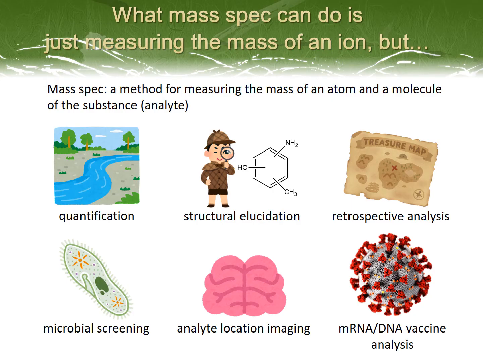In the second video, we learned that mass spec is a method for measuring the mass of an atom or a molecule of the substance, the so-called analyte. What mass spec can do is just measuring the mass of an ion, but by measuring the mass of ions, we can conduct so many things, like quantification, structural elucidation, retrospective analysis, microbial screening, analyte location imaging, mRNA-DNA vaccine analysis, and so on. Let's see each one by one.